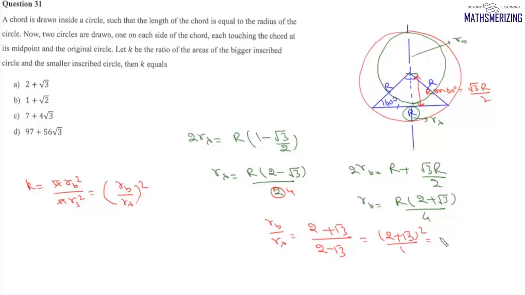So it will be 4 plus 3, 7 plus 4 root 3. So this value will be (7 plus 4 root 3) whole square. So it will be 49 plus 48, that is 97, plus 56 root 3, and that's your option number D.